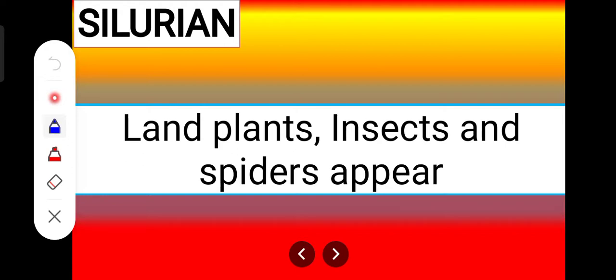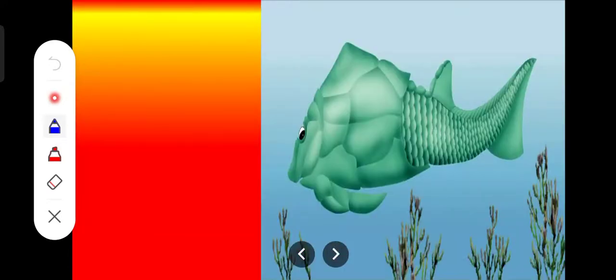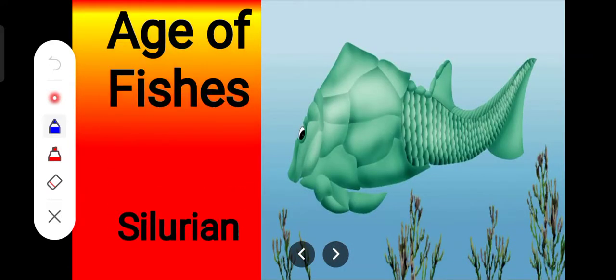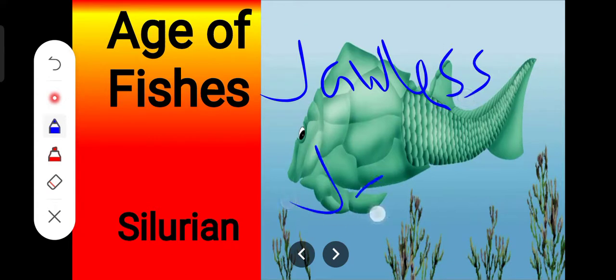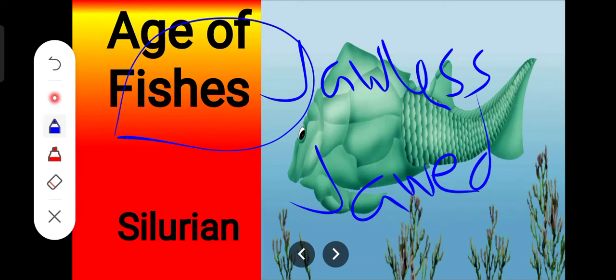So, we have here the formation of land plants, the presence of insects, and the presence of spiders. Under the Silurian also, it is considered as the age of fishes in the sense that there is the presence now of the jawless fish and the jawed fish. So we have here your jawless and also your jawed fish, kaya siya tinawag na age of fishes.